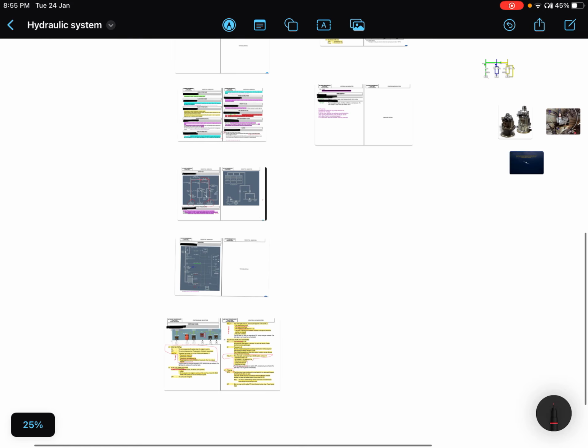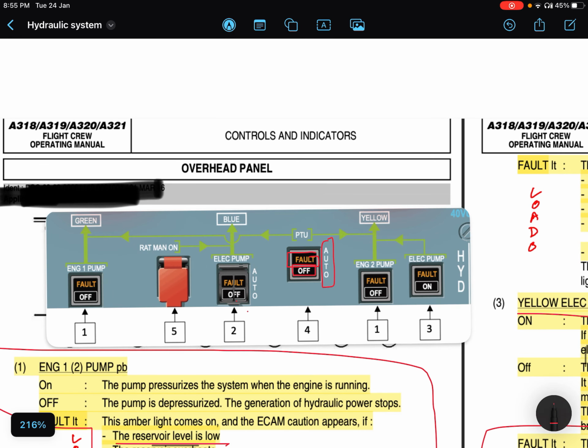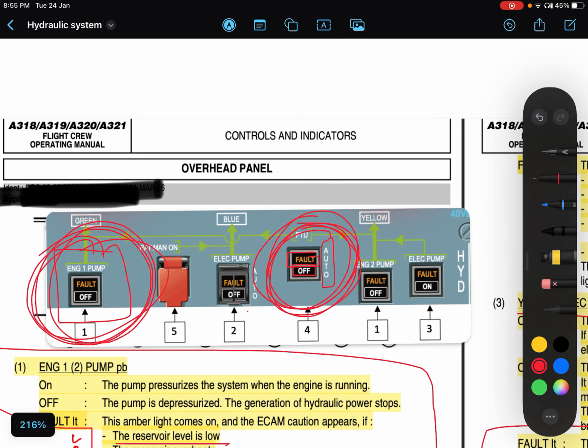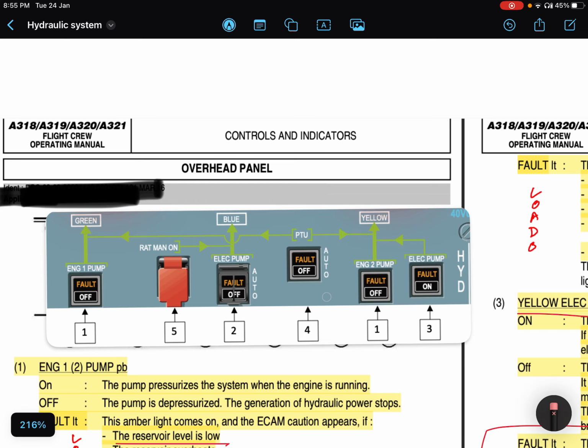Where is the overhead diagram? This is the overhead panel, and we have green low air pressure here and here. Are you getting it? There are the two places where this fault light will come. I hope it is clear.